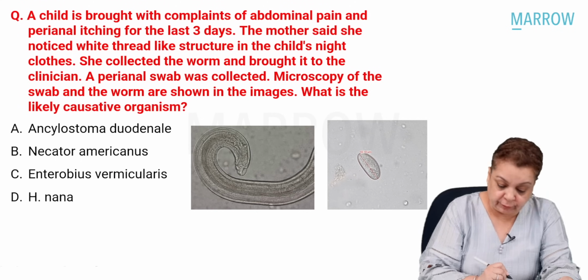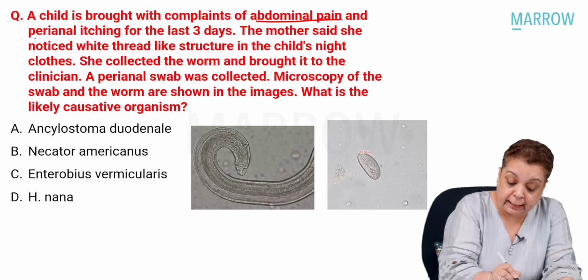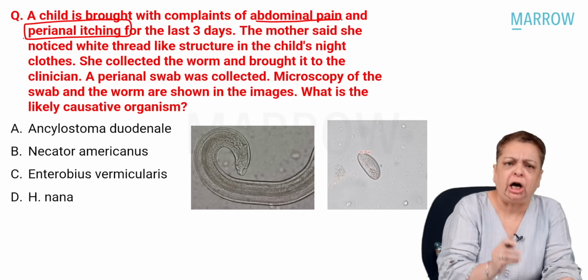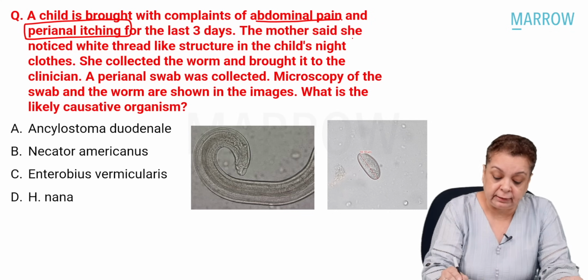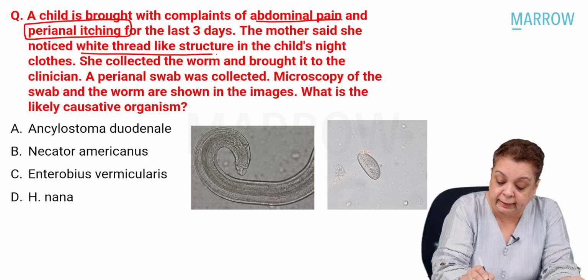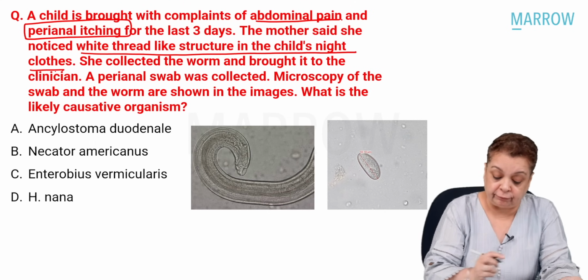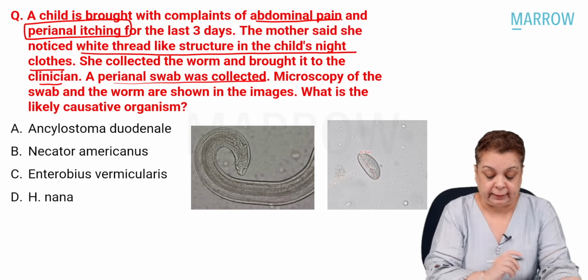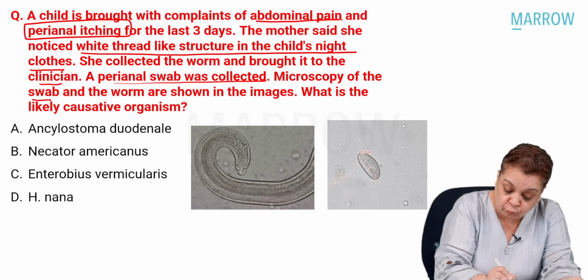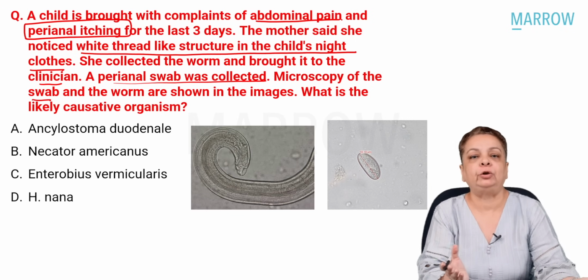Moving on to our next question. A child is brought with complaints of abdominal pain and perianal itching. Our biggest hint is right there in the first sentence. The mother said she noticed white thread-like structures in the child's night clothes. She collected the worm and brought it to the clinician. A perianal swab was collected. Microscopy of the swab and the worm are shown in the images. What is the likely organism?